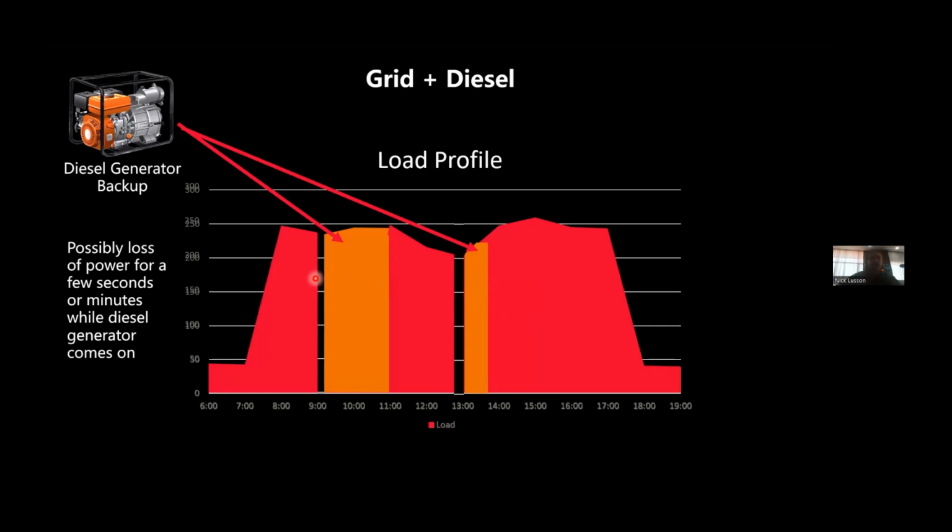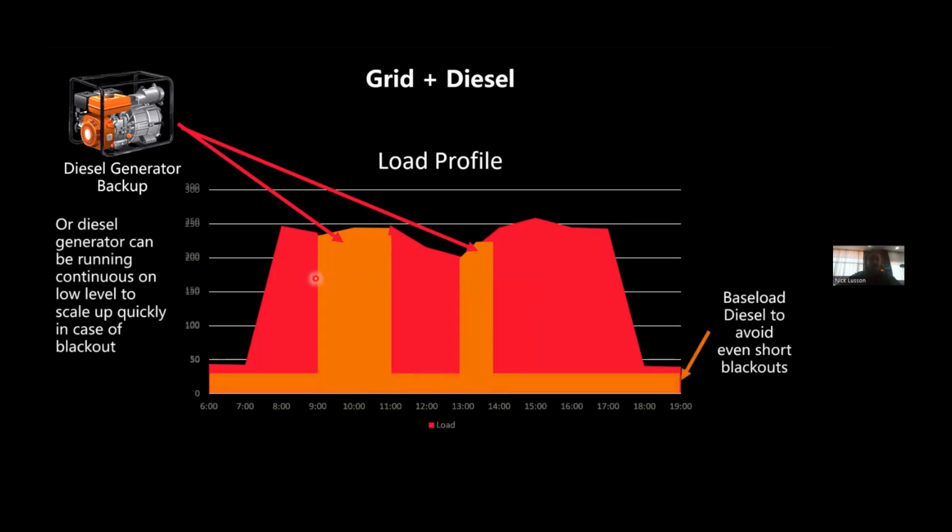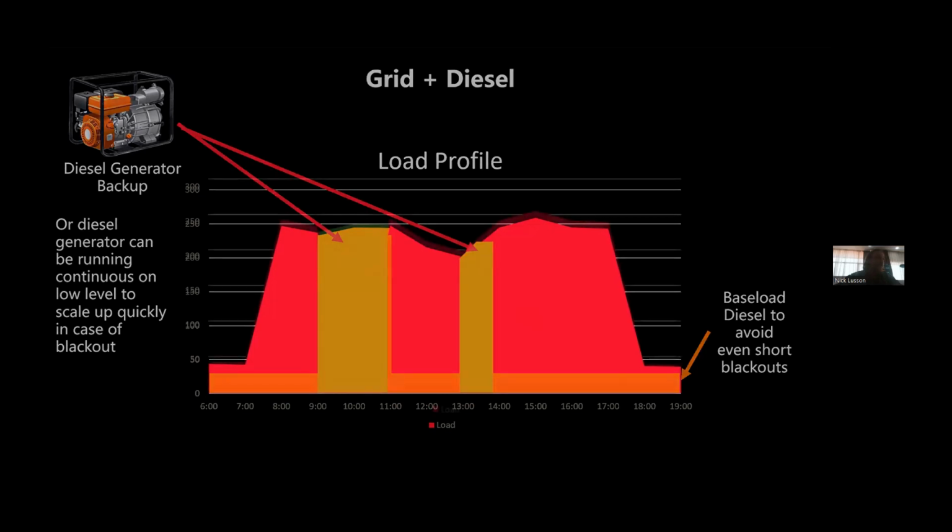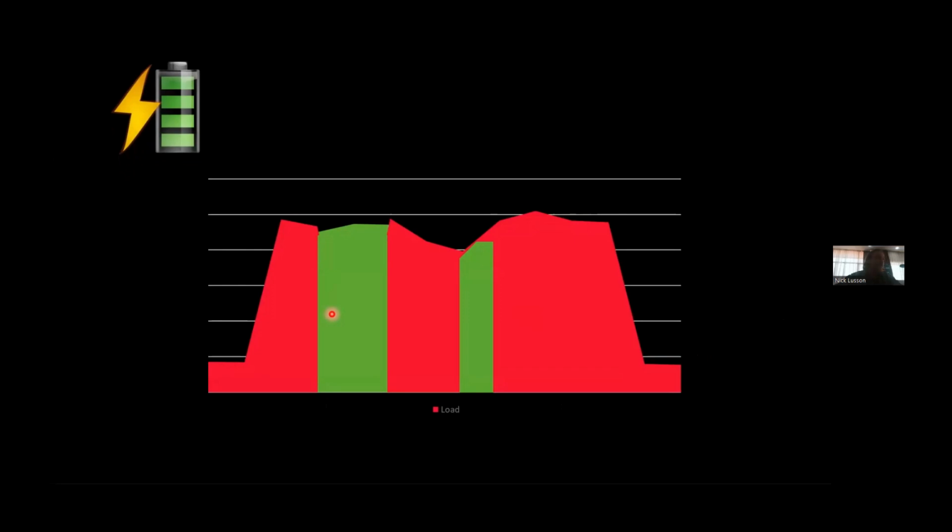The way to avoid this is if you keep the diesel generator running all the time. If you keep the diesel generator running throughout the day, you don't have that small gap. But of course, you are consuming a lot of diesel. So what you can do is use batteries. Here in the green color, there's a grid blackout, but your batteries are kicking in.